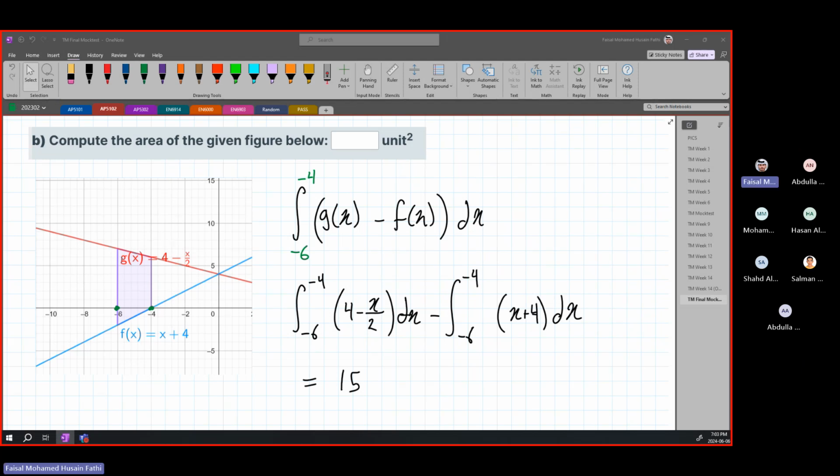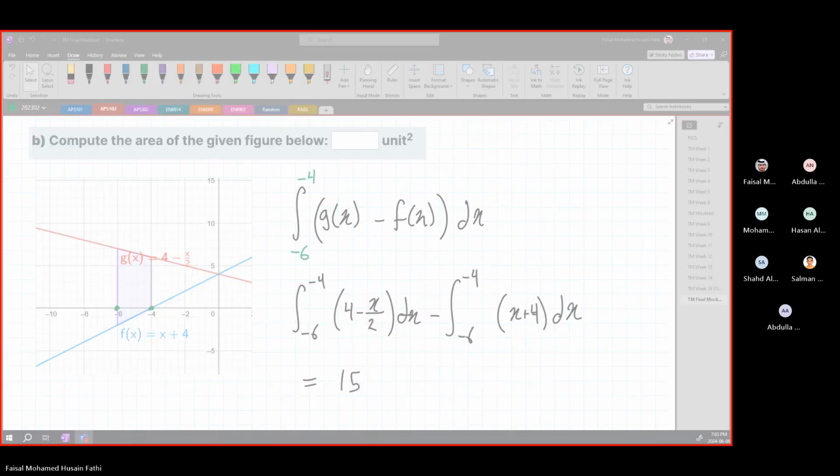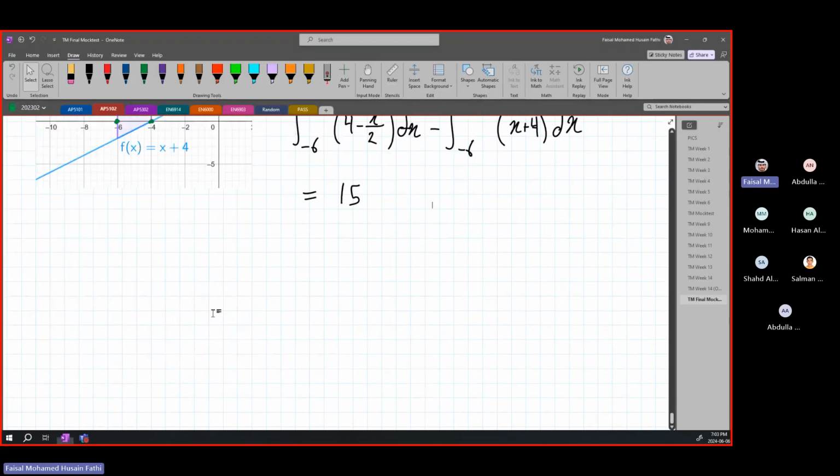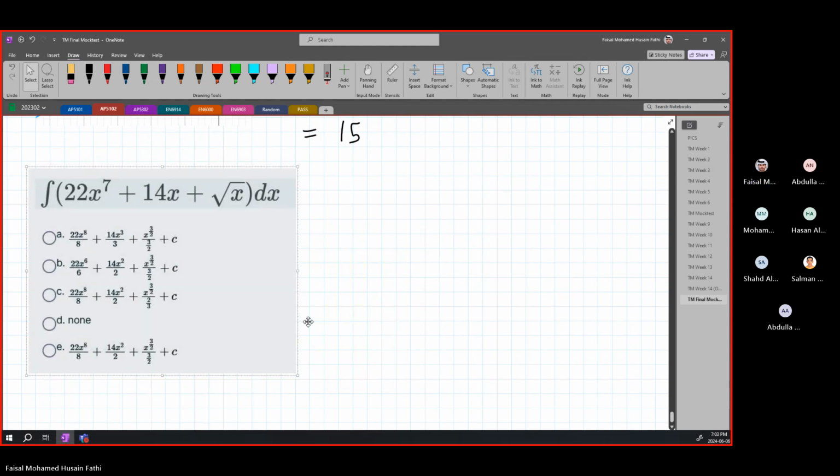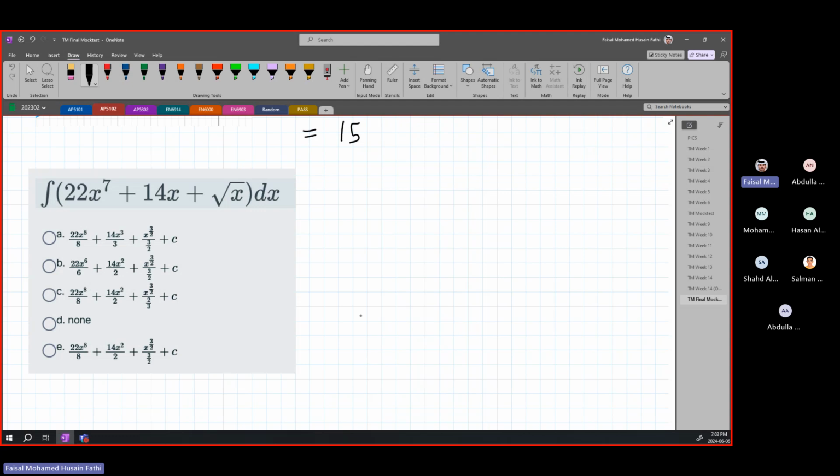Let's move on. Next one is another integration question that I'll go through very quickly. Simple integration, which is, again, remember, square root of x is the same as x to the power of half, all right?